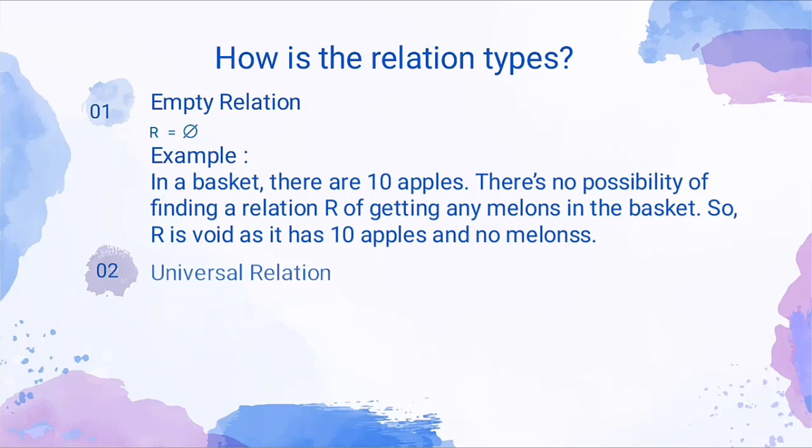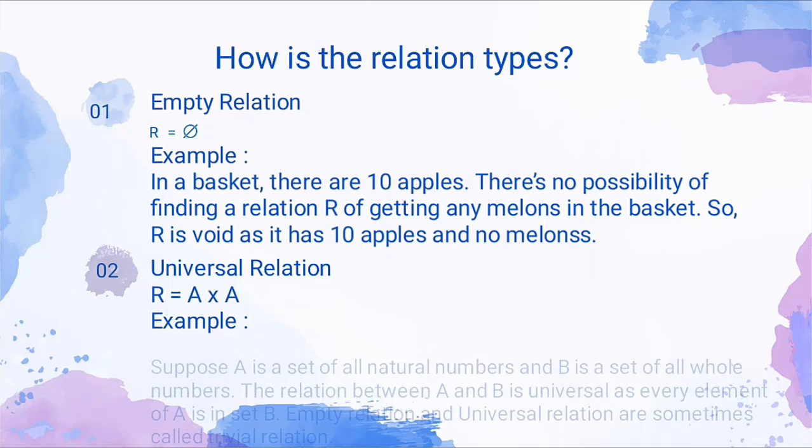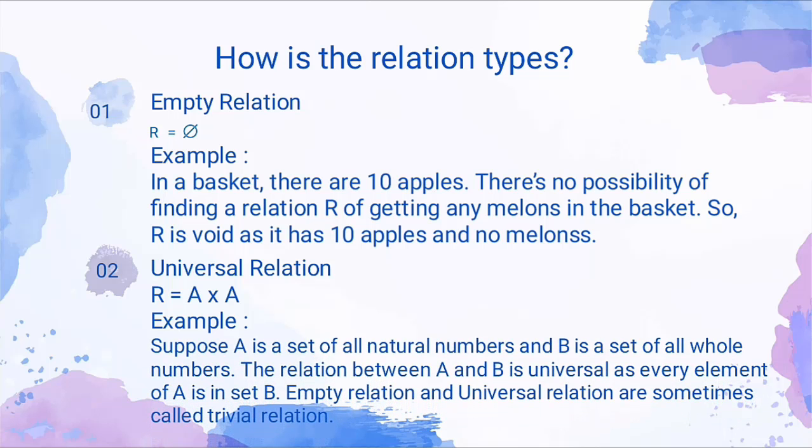Number 2, universal relation. R is A cross A. Example, suppose A is the set of all natural numbers and B is the set of all whole numbers. The relation between A and B is universal as every element of A is in set B. Empty relation and universal relation are sometimes called trivial relations.